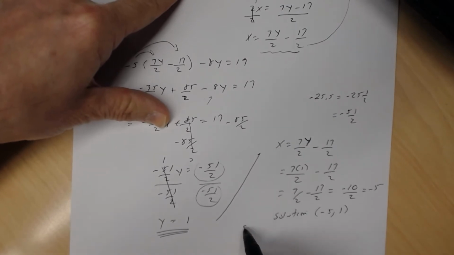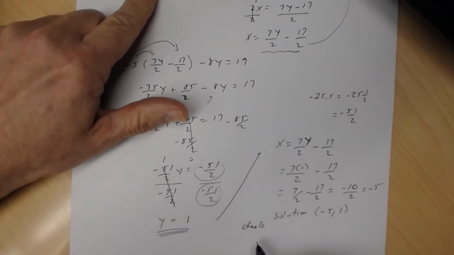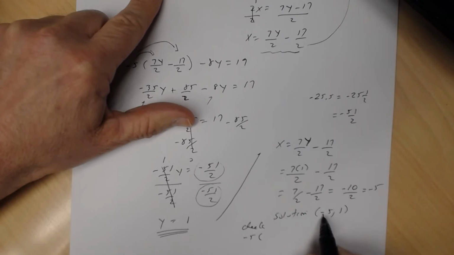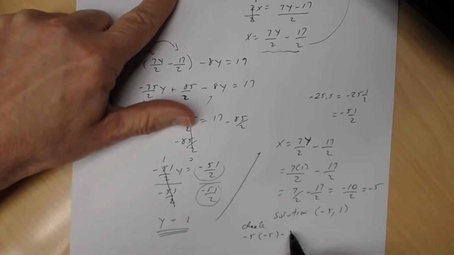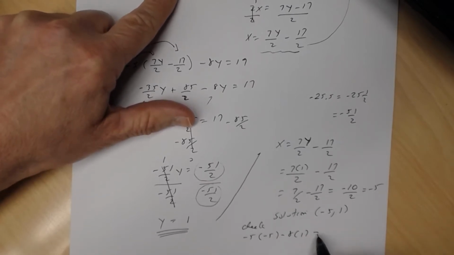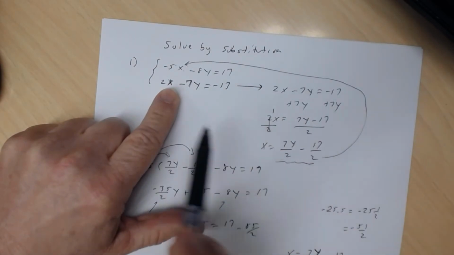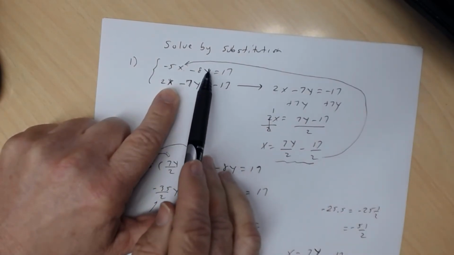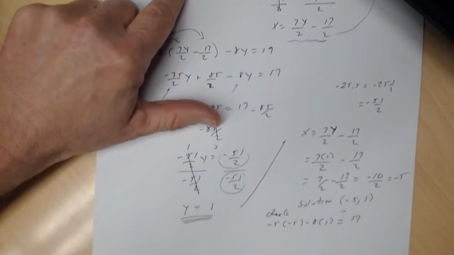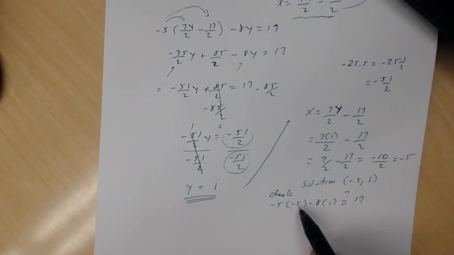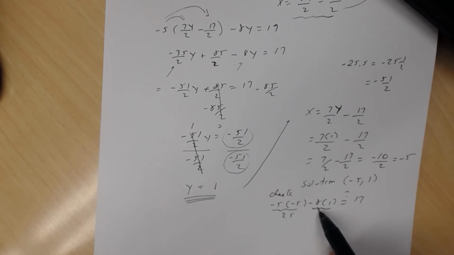So let's check. All right, so remember, we have negative 5 times x is negative 5, minus 8 times y is 1, and I want to see if that's going to equal 17. So all I'm doing is going back here, and where we see the variable x, I substitute negative 5, and in place of y, I'm substituting 1. All right, so let's see what we get. We get negative 5 times negative 5 is a positive 25. Negative 8 times 1 is a negative 8, and the question is, is 25 minus 8 equal to 17? And the answer is yes.